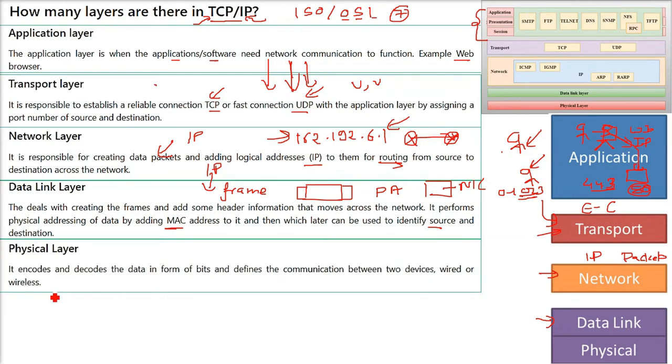Then coming to the physical layer. Now actual bits and bytes will transfer from here. So the physical layer is responsible for encoding and decoding the data in the form of bits and defines the communication between two devices. It can be wired or wireless. So Ethernet, you can call the various network topologies. All this is the work, the responsibility, of the physical layer.